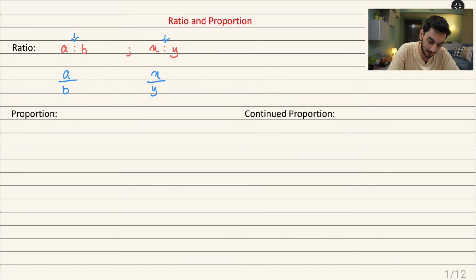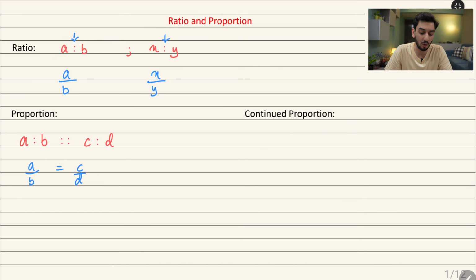So I can say that if my ratio A is to B is equal to C is to D, then they are proportional if they are equal. But when I write it in terms of ratios, I don't put an equal to sign in between them. I just put two colons and it is read as A is to B as C is to D. Now if I write it in terms of fractions, I would obviously put an equal to sign. So A upon B is equal to C upon D.